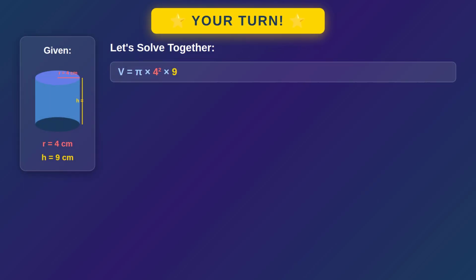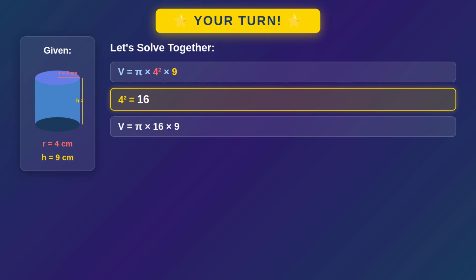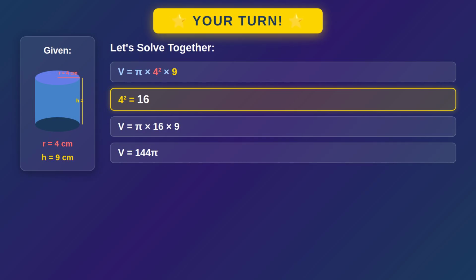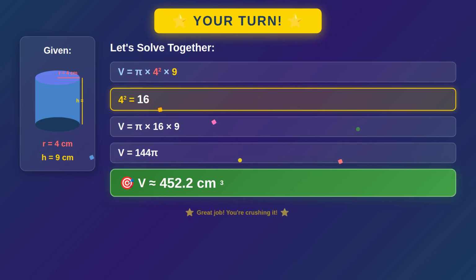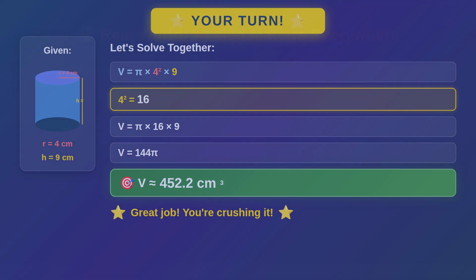Here's your chance to try one yourself. Pause the video right now and give it a go. We have a cylinder with radius 4 centimeters and height 9 centimeters. Ready? Let's solve it together. V equals pi times 4 squared times 9. First, 4 squared is 16. Then, 16 times 9 is 144. Finally, 144 times pi is approximately 452.2 cubic centimeters. Did you get it? If you did, boom, you are crushing it. If you need to rewatch, that's totally fine. Every math star has to practice.